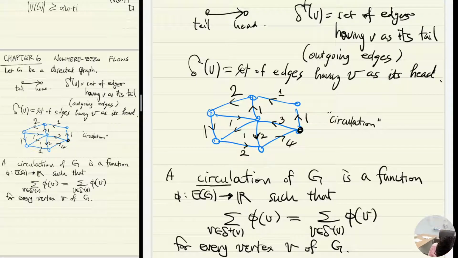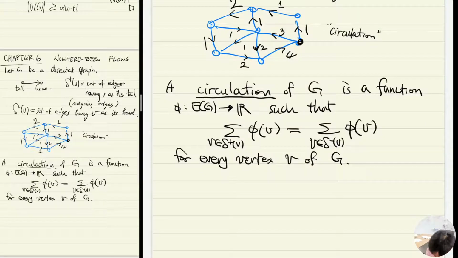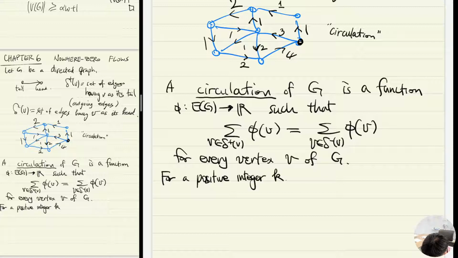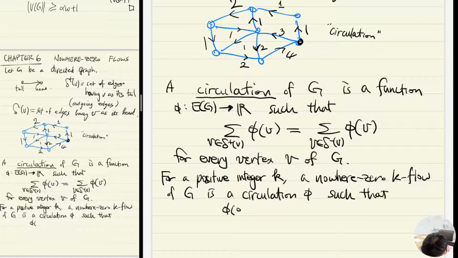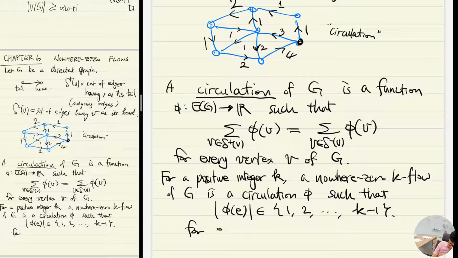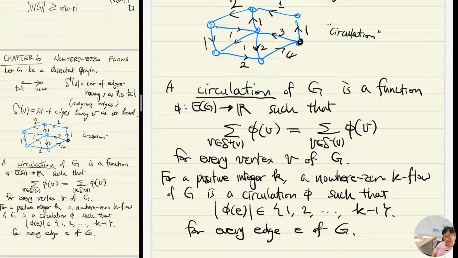Right? So then we call it a circulation. And then we define a nowhere zero K flow. So for a positive integer K, a nowhere zero K flow of G is a circulation phi such that the absolute value of phi(e) is between 1 and k minus 1 for every edge. So you never use 0, you only use plus or minus 1, plus or minus 2, plus or minus 3, up to plus or minus k minus 1, then we call it a nowhere zero K flow.